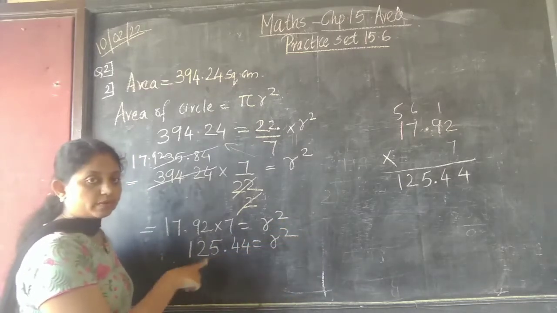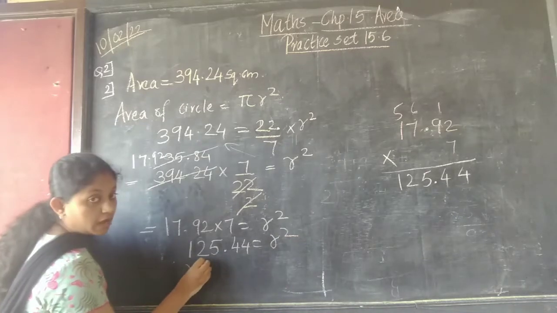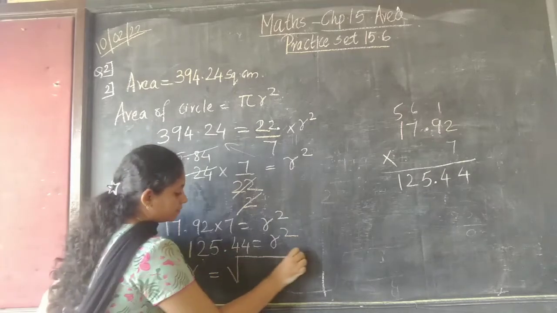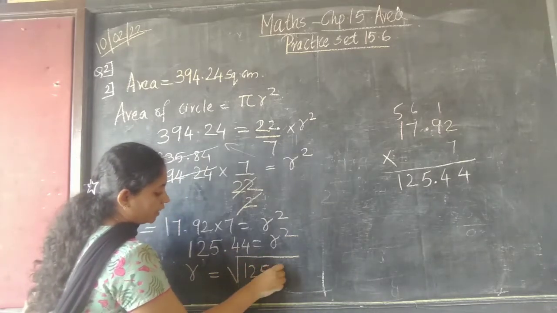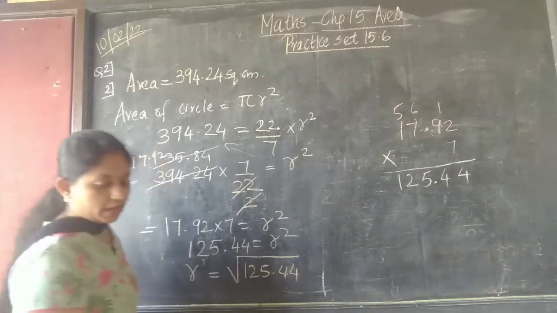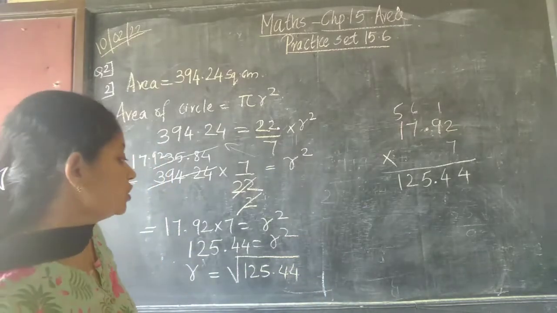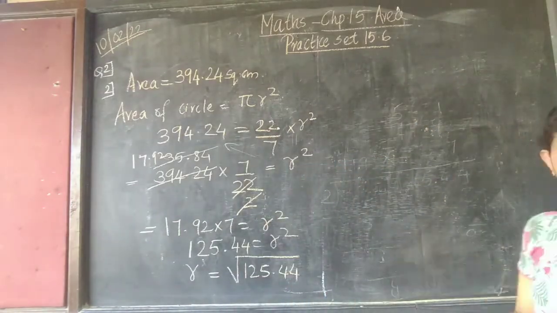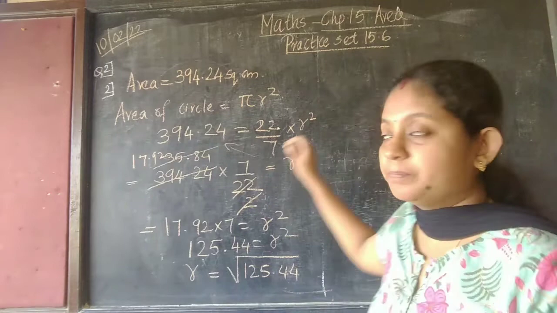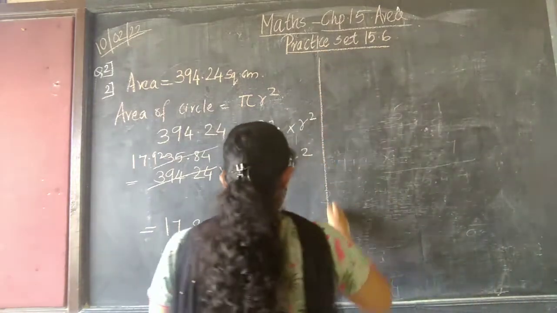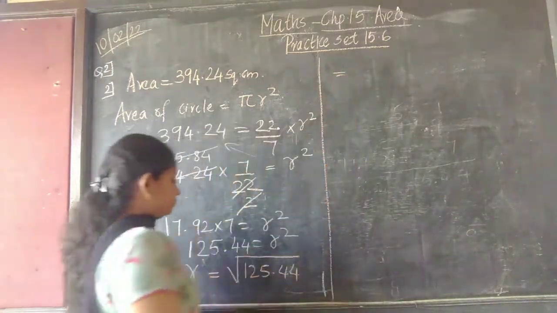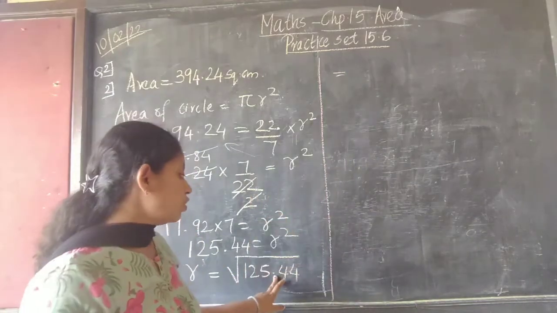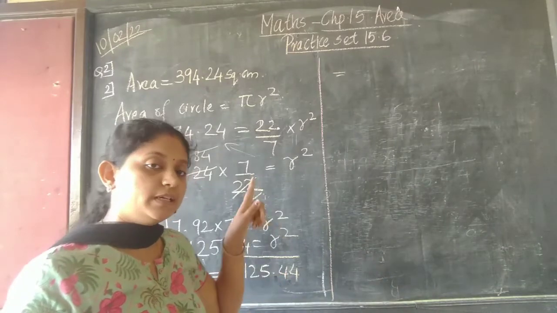We don't want r square, we want r. So what you are going to do? R is equal to square root of 125.44. Now as there is a decimal point and you are supposed to take the square root, we have to remove the decimal point so that it becomes easy. Now how will you remove the decimal point here? You can see before how many numbers the decimal point is put up before? 2 numbers. So how many zeros we will put with 1 is 2 zeros.